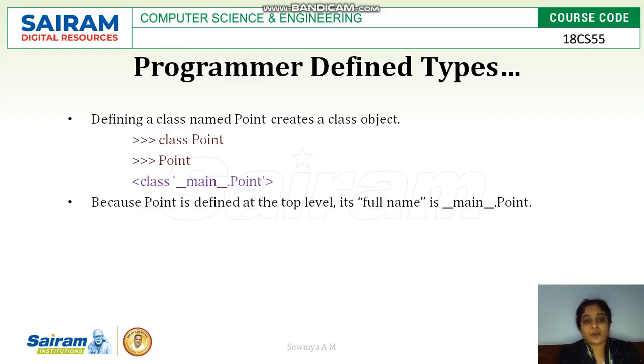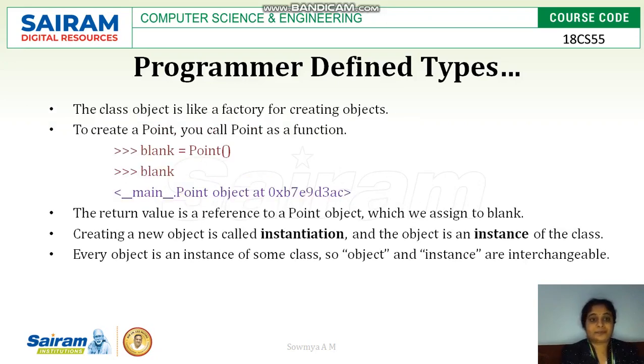Because Point is defined as top level and its full name is __main__.Point, it means there is no main function. So class Point itself is declared as the main top level initiation, so it is called __main__.Point. If you have a main function written separately, then it will be shown as class Point.